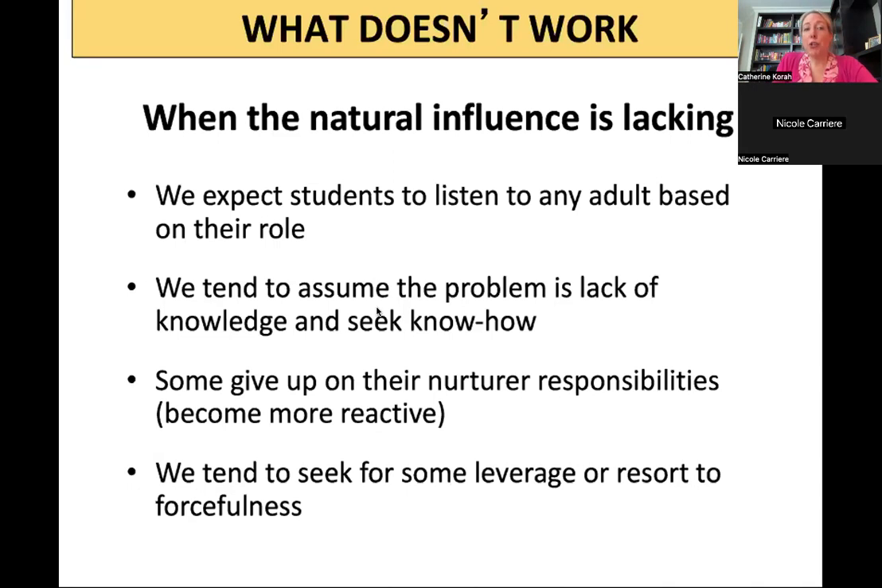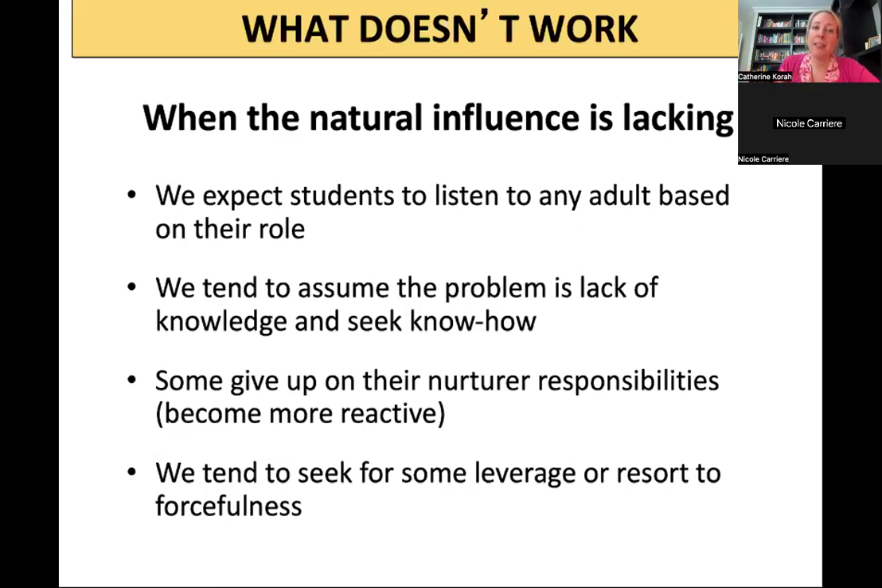And so the other issue too is that for the adult, when the natural influence is lacking, because the student is not attached to us or not attuned or receptive to our attachment in the moment, it may happen that the adults expect the student to listen anyway because of their role. Now, please understand that it's not because you're a teacher, a tech, an attendant, or a principal, that the student should listen to you because of your role. We're not built this way. It is because of who we are to that individual that they will want to listen to us.